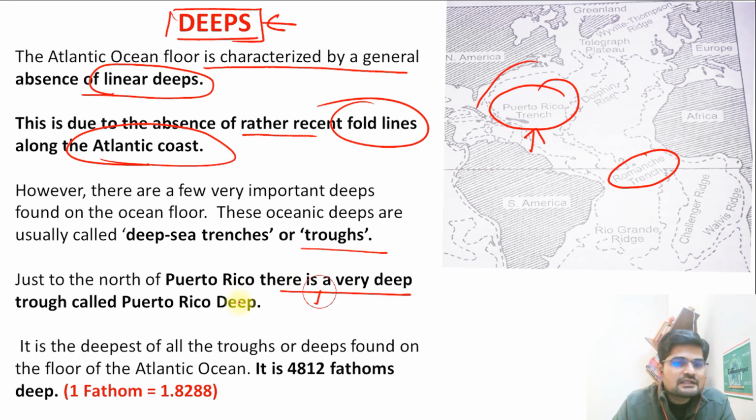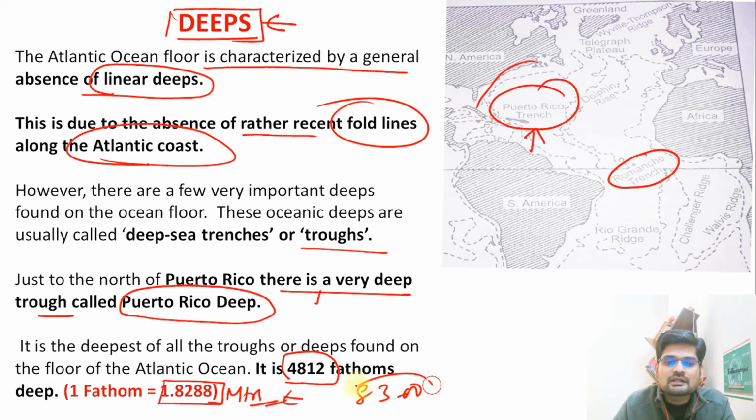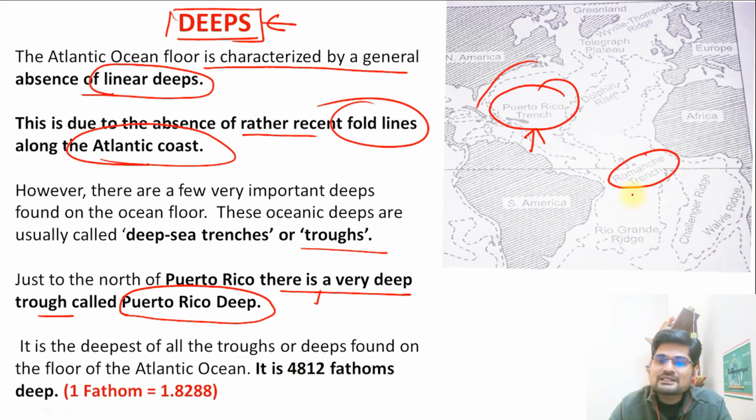And Puerto Rico is a very deep trough, and it's also called the Puerto Rico Deep, remember? And in fathoms, if you observe, it is 4,812 fathoms. And remember, what is 1 fathom? 1 fathom is 1.8288 meters. So if you want to convert, you can convert, and it will come to about 8,300. So this is the depth of the Puerto Rico Trench, and the Romanche Trench, as we remember, is about 7,700 to 7,800 meters deep. So these are the two deeps that are available here.